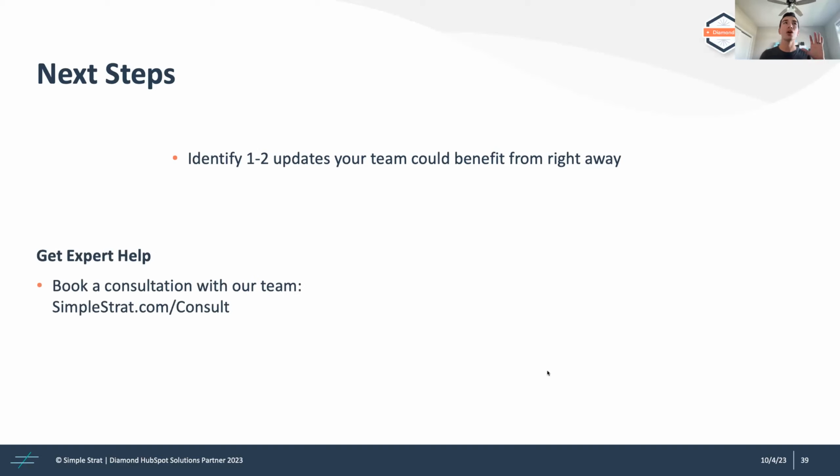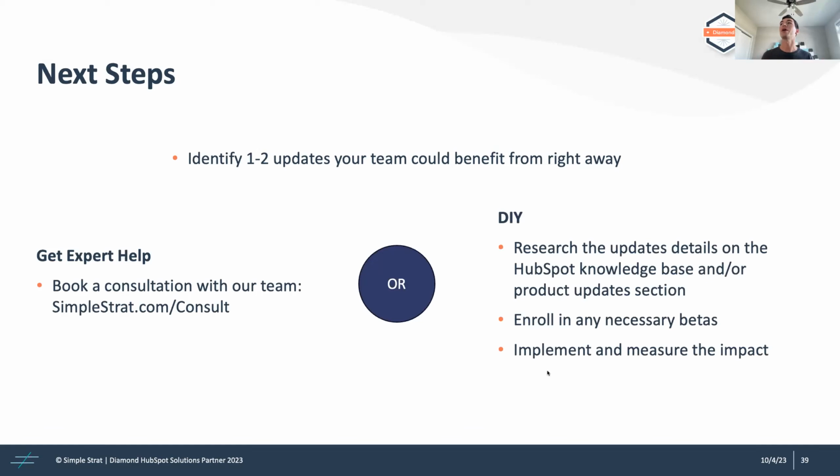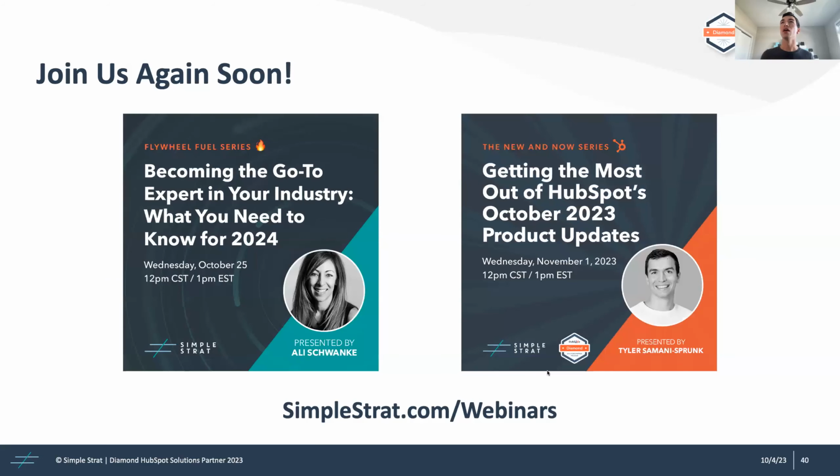You've got two options. We can help you get started and help you get that implemented. Simplestrat.com/consult, a free 30-minute consultation will help you get started. Or if you want to do it yourself, what I recommend is that you research the update details on the HubSpot knowledge base or the product updates section. Enroll in a beta. If it's in public beta, you've got to actively enroll. And then always, always, always implement it and measure the impact so you can share the success that you have.